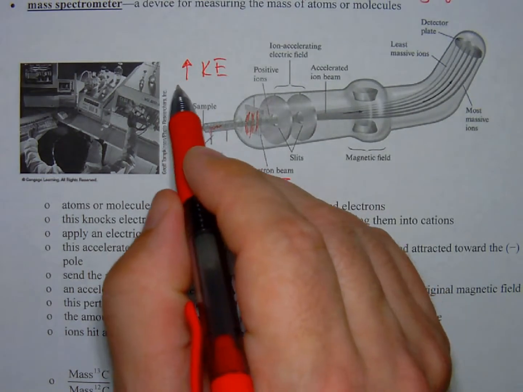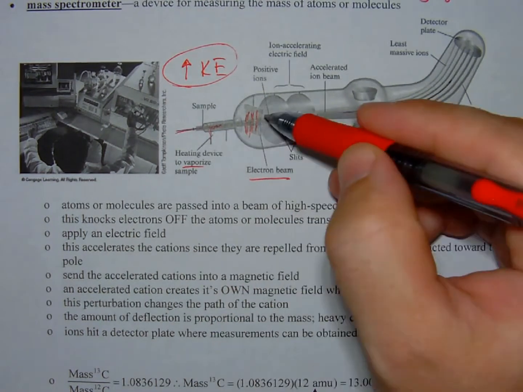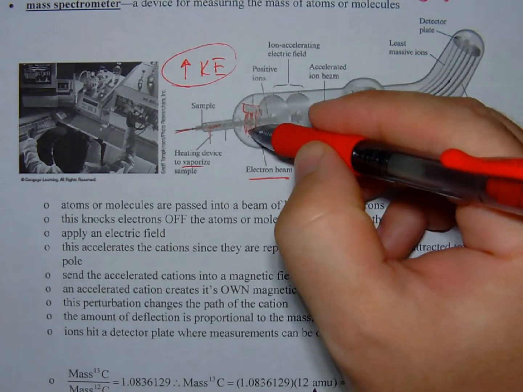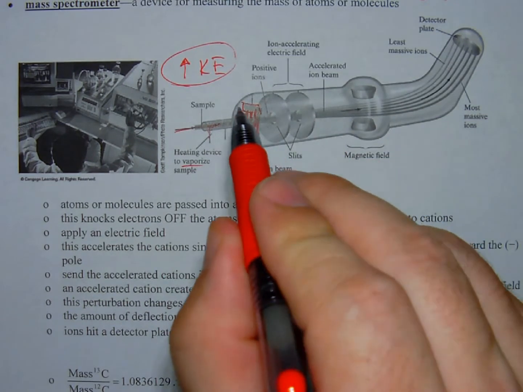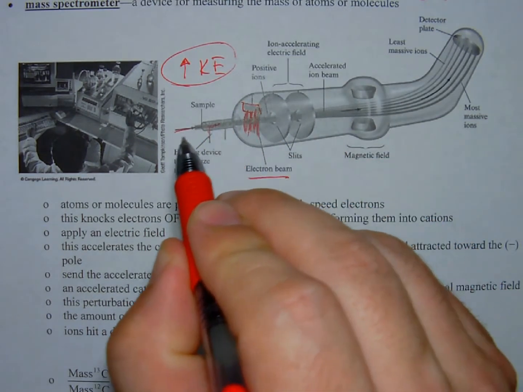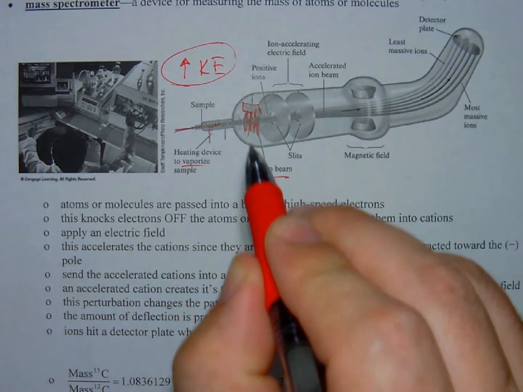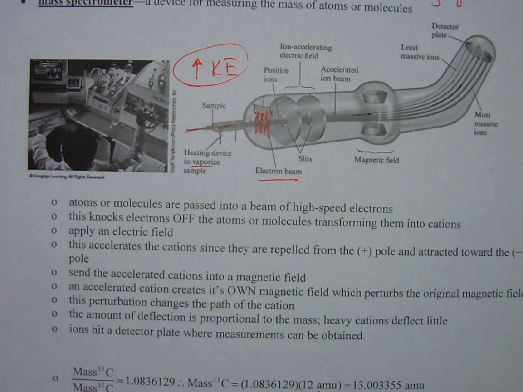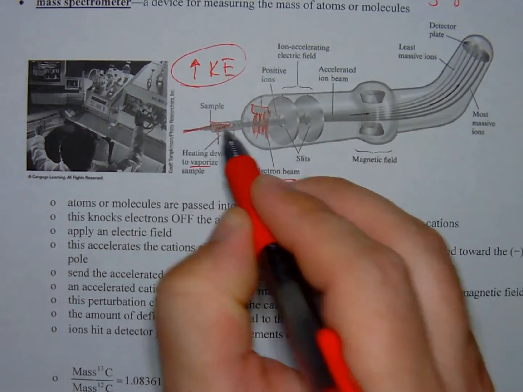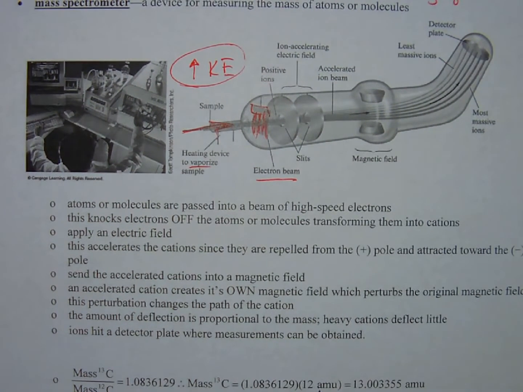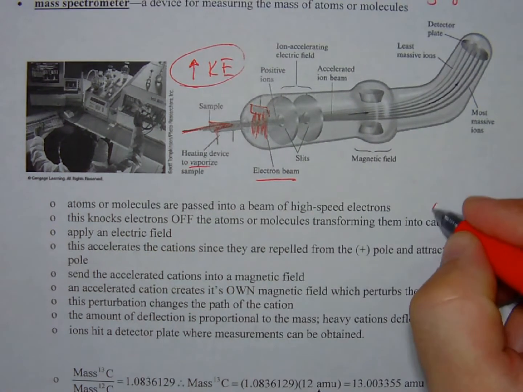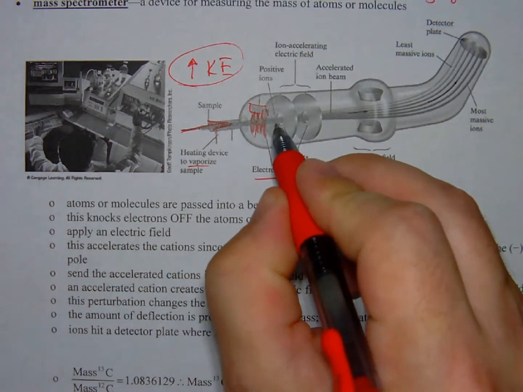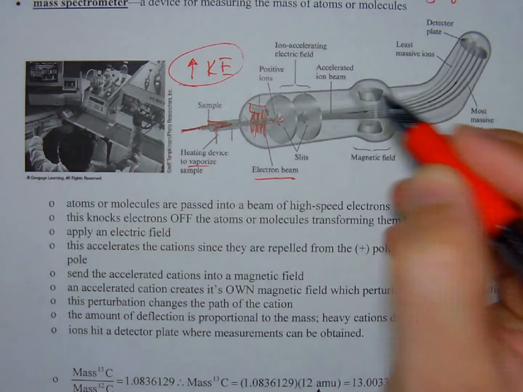So with this large amount of kinetic energy, as they pass through this electron beam, which is being artificially generated, there's enough energy present in the atoms and molecules that when they get hit by these electrons, they become ionized. This knocks electrons off of the atoms or molecules as they go in, and that transforms them into cations. Remember, cations are positively charged ions. So now, after they go through this electron beam, these are all positive things.